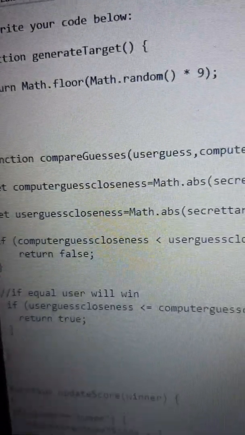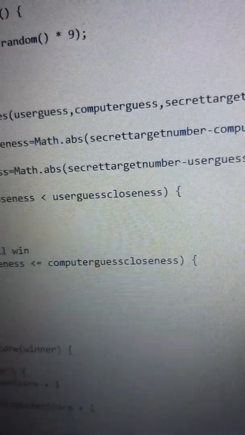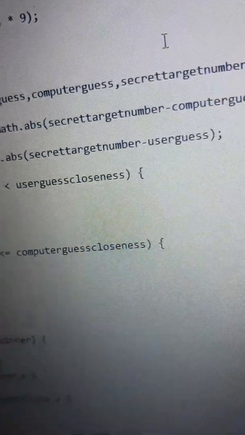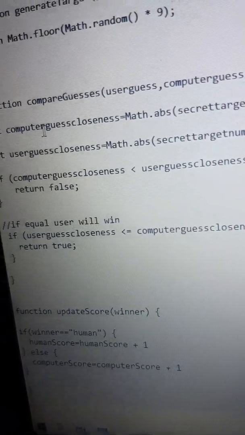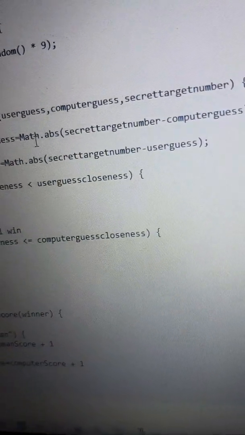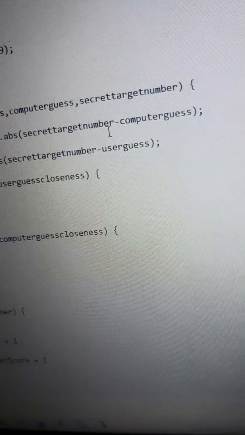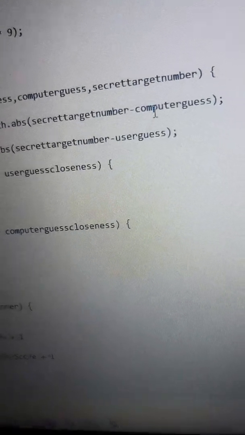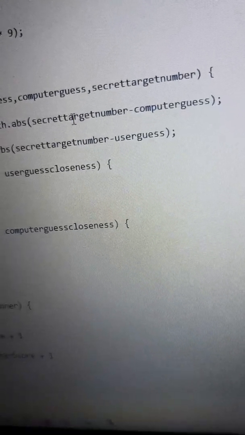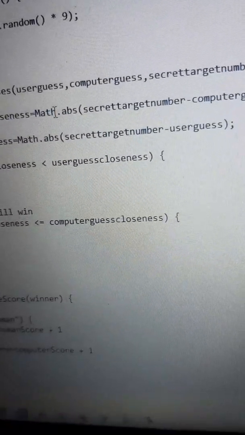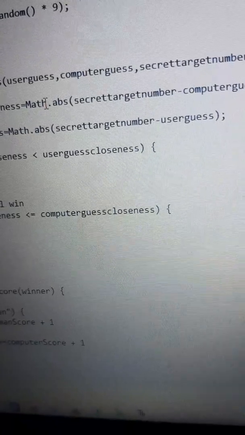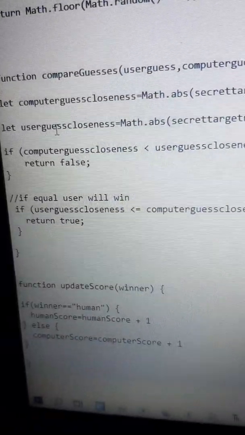Then you had to compare the guesses. You had the user guess, the computer guess, and the secret target number, which were defined parameters. The computer guess closeness was defined with the absolute value in case it was negative. If the computer guess was a bigger number than the secret target number, you'd get a negative answer. So that does not define closeness. So you'd have to take the absolute value of that in order to determine how close it was to that number.